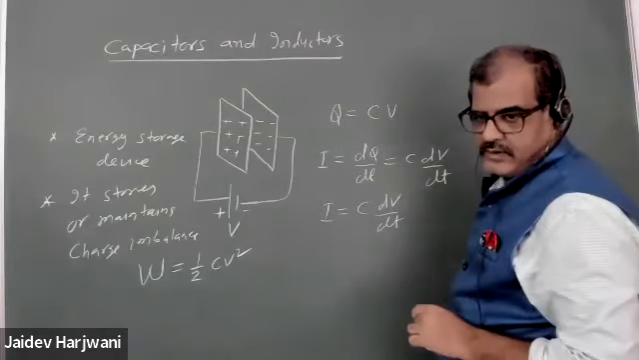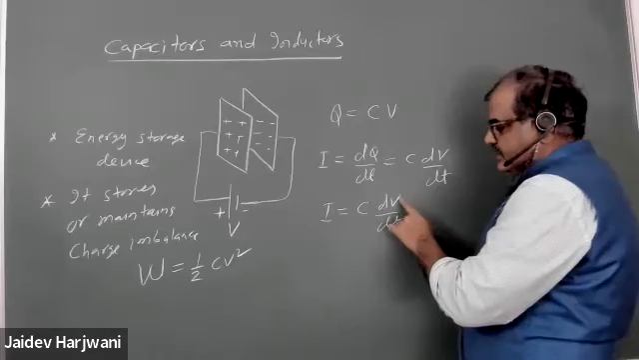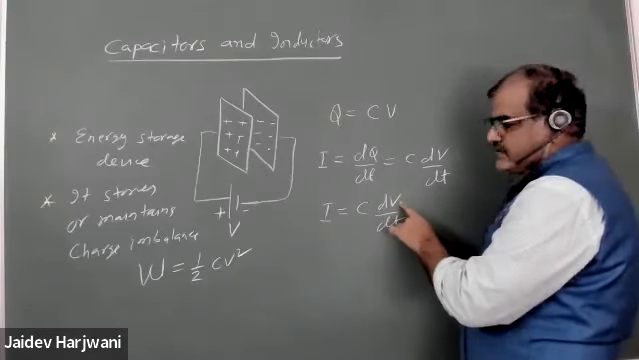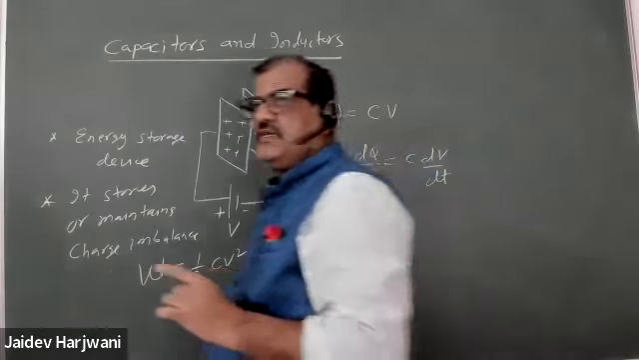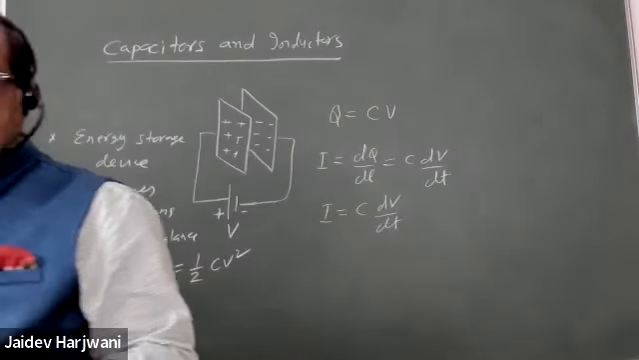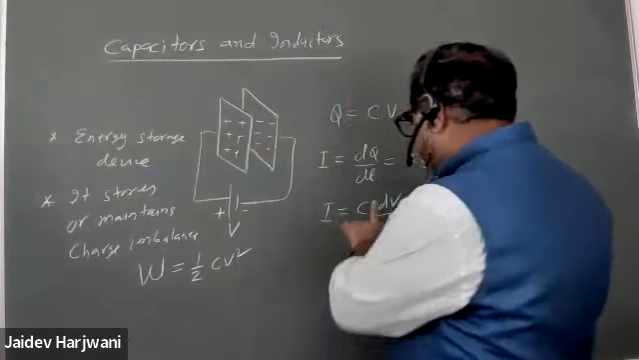So this equation suggests that if you want current to pass through a capacitor, you should have an AC source. If the source is DC, then the variation of V with t will not be there. V will be simply constant. This V is the applied voltage, so the applied voltage needs to be AC, at least time varying. So there should be some dV by dt.